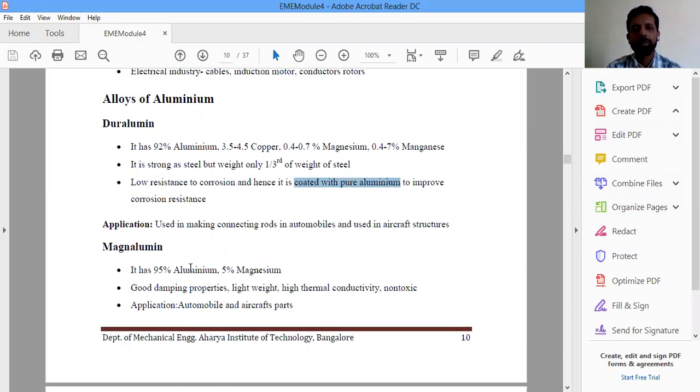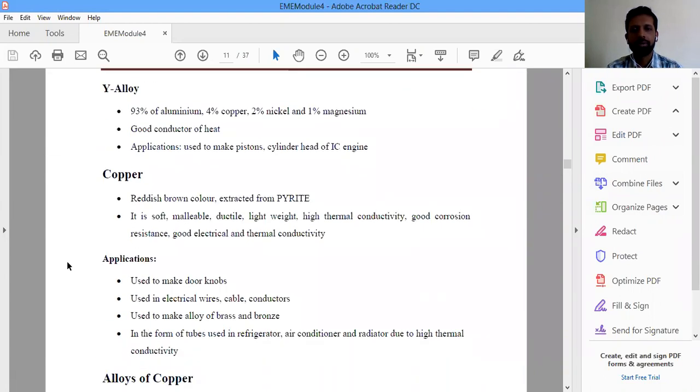Okay, right. So 95% aluminium, 5% magnesium, this is called magnalium. It has good damping properties and high thermal conductivity also, right? A few other applications, there are several parts in the aircraft. Depending upon the application and the properties of the metal, that particular type of alloy is chosen, right? Okay, so now when we go to copper, as we all know, it's soft, malleable, ductile, with good thermal conductivity and corrosion resistance also, right?